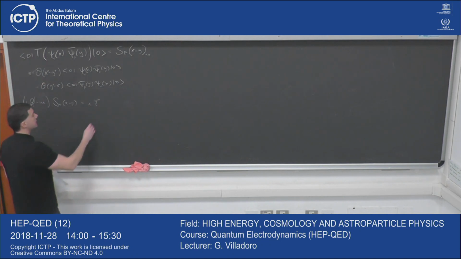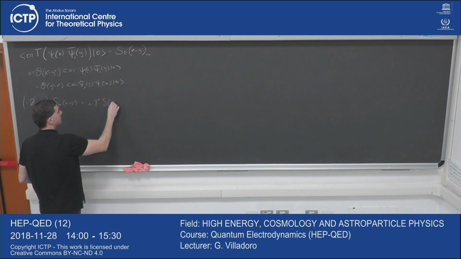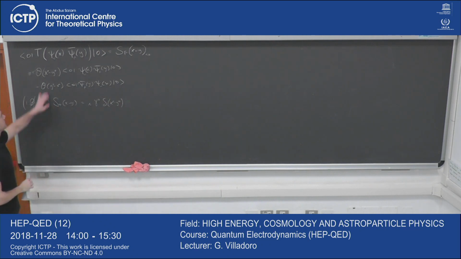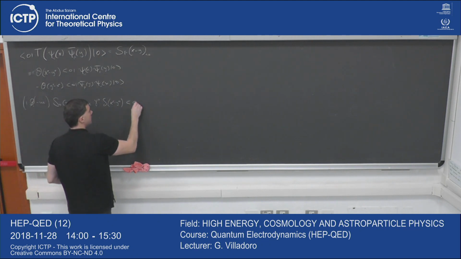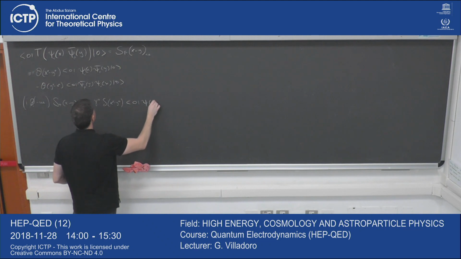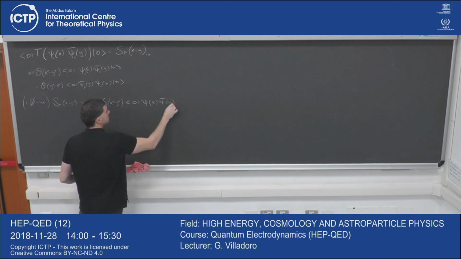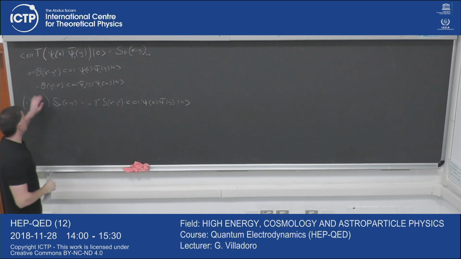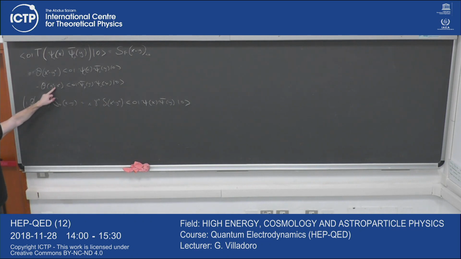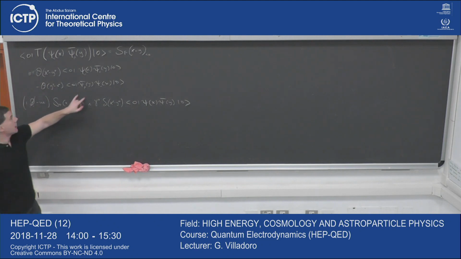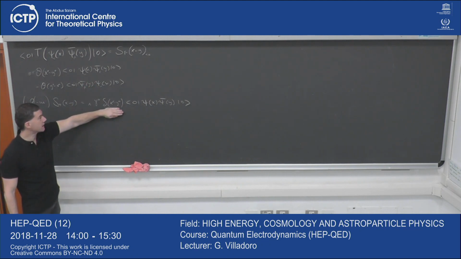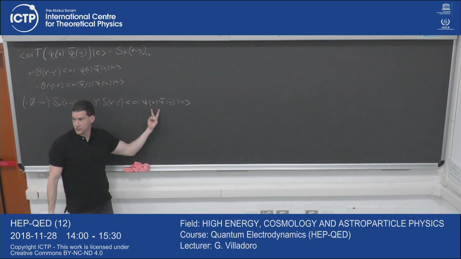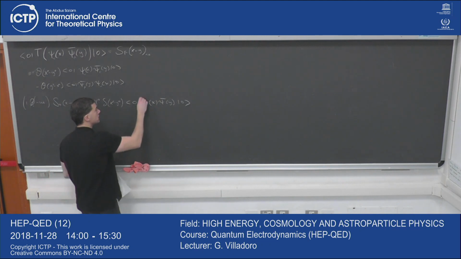And here you get the delta of x naught minus y naught. This stays the same: psi of x, psi bar of y. And for the second factor, as we said, there is a minus delta from here, there is a minus here, so it's a plus delta. And here is the same with exchange of orders. So you get another delta plus the guy with the opposite ordering, so it's just the anti-commutator.